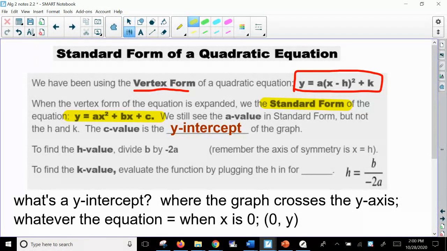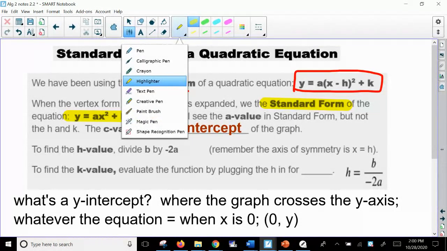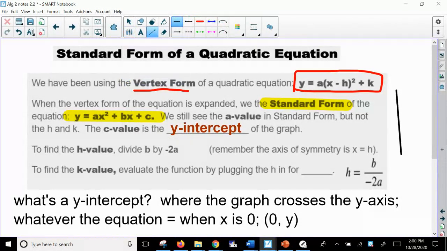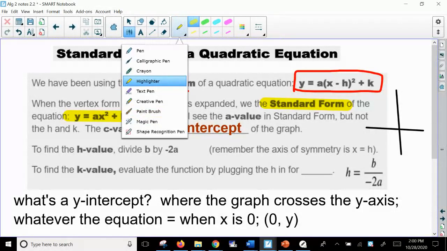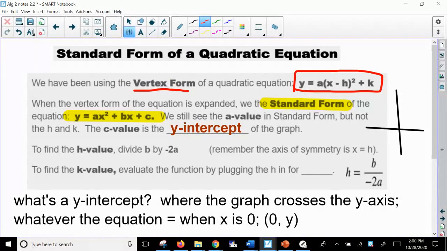So let's say, let me draw a little something. Let's say I have a graph like this. And let's say my parabola did one of these. Okay. So this point right here, where the curve touched the y-axis, is called the y-intercept. Let's say that point is 0, 2. So our y-intercept would be y equals 2, or you would say 0, 2.